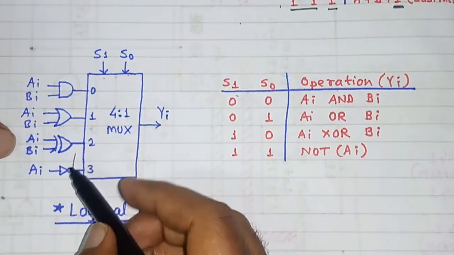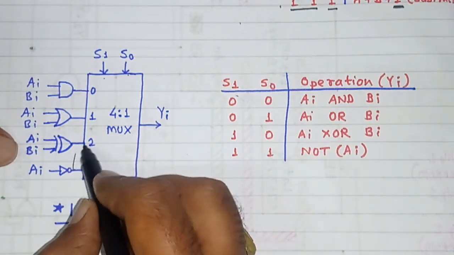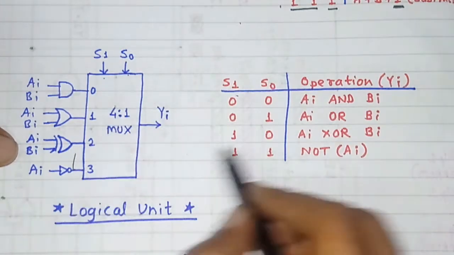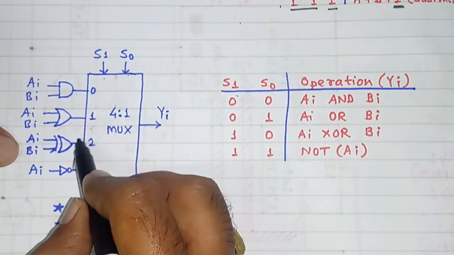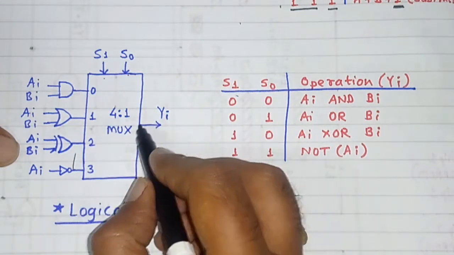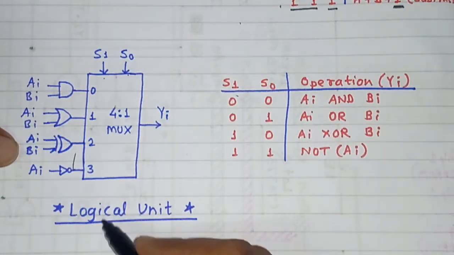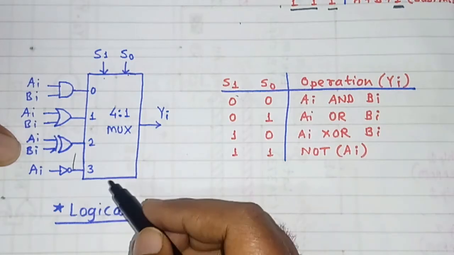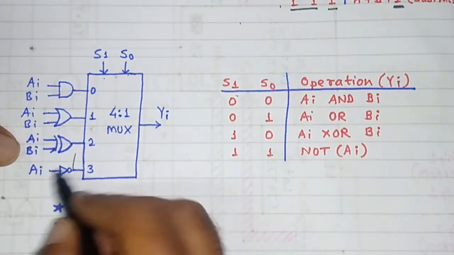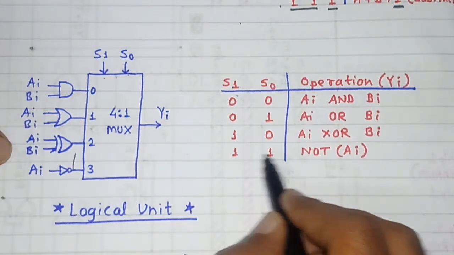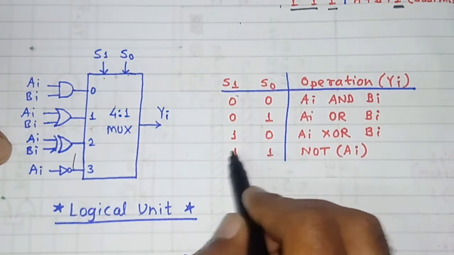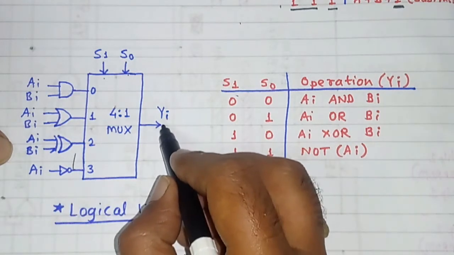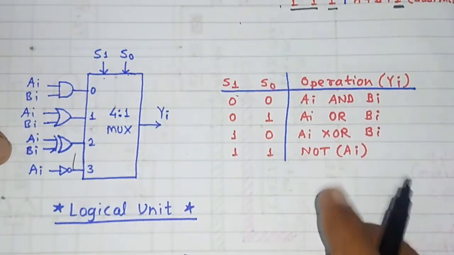If you want to obtain the XOR operation, then already XOR operation is ready, but if you want, then make these lines 1 0, so that this XOR output will be transferred at the output of the multiplexer. And finally if you want to obtain the complemented version of AI value, then you should make these lines 1 1. Select lines should be equal to 1 1, so that the complemented version of AI will be obtained at the output of the multiplexer. So this is a very simple operation.